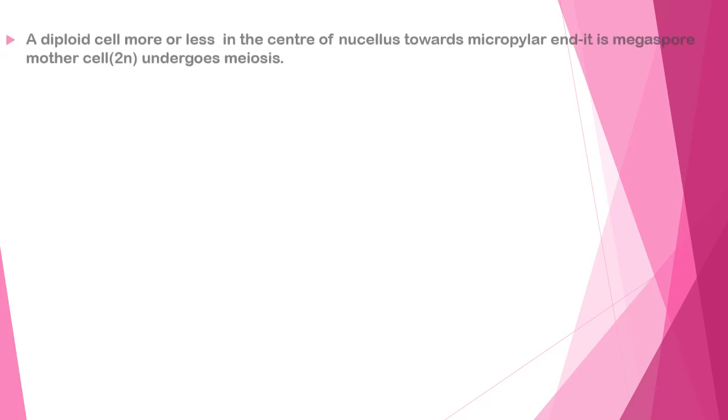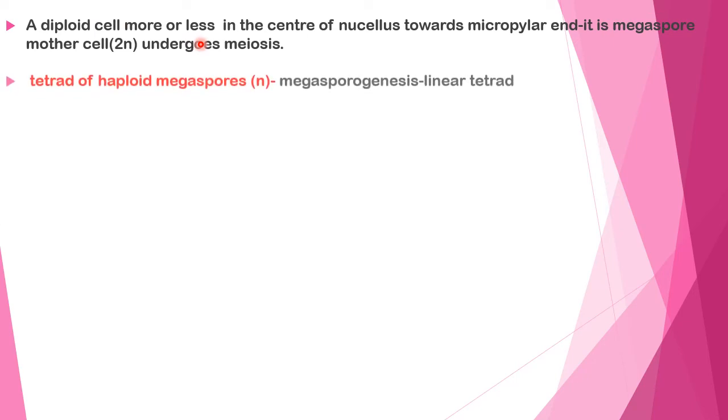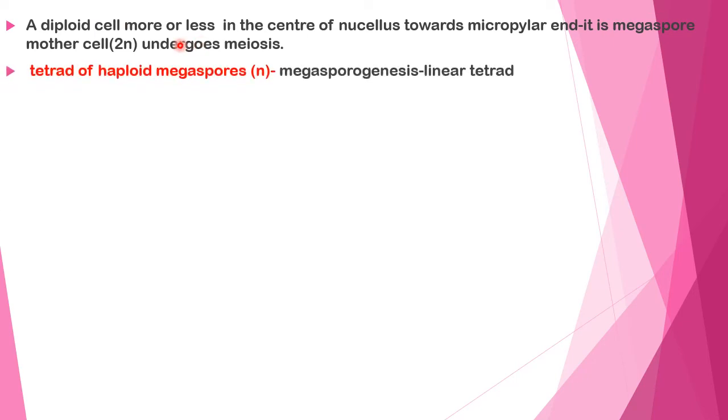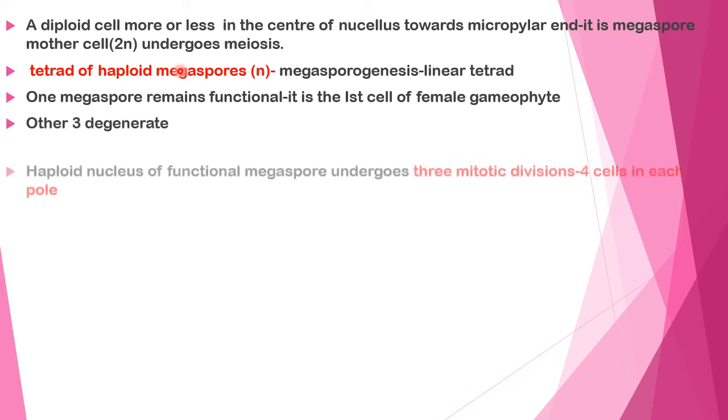Now the description we will see once again. A diploid cell, more or less in the center of the nucellus, towards the micropylar end, functions as the megaspore mother cell, which undergoes meiosis. After that, haploid megaspores are formed. They are 4 in number, a linear tetrad. Then 3 degenerate, and 1 remains as the functional megaspore. In the diagram everything is clear.